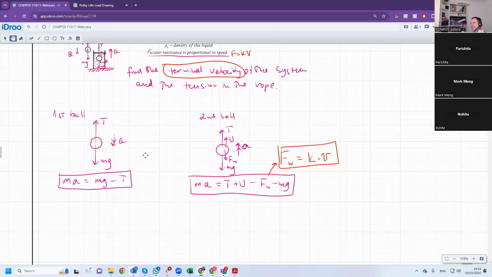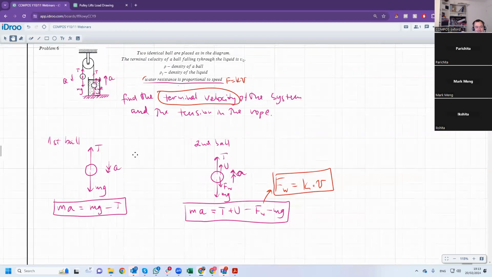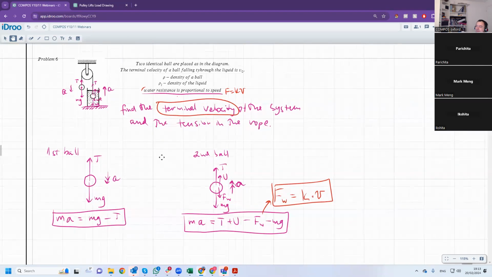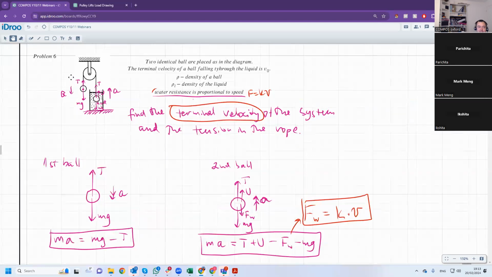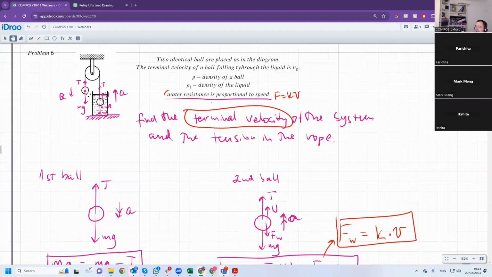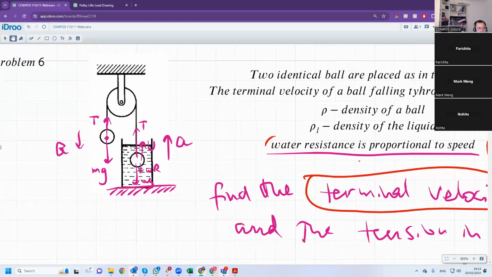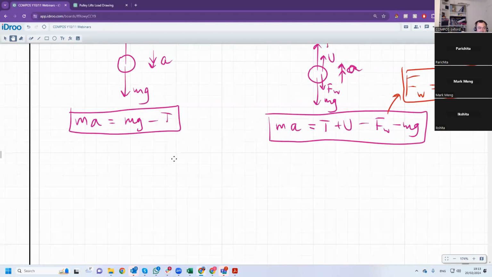If it's a terminal velocity, do you know the acceleration? Zero, yes. Of course, because if you let go of the system, it will accelerate until it reaches terminal velocity, because as it speeds up, the water resistance increases. All right. So acceleration is zero as it is terminal velocity.